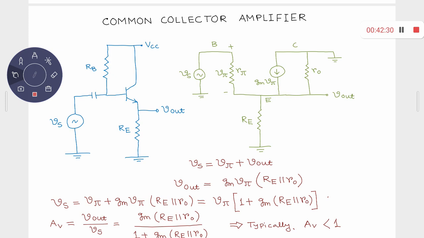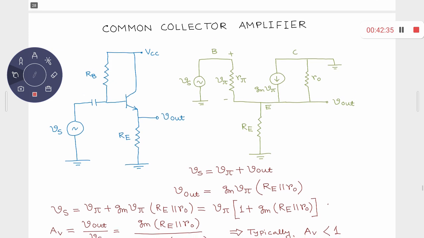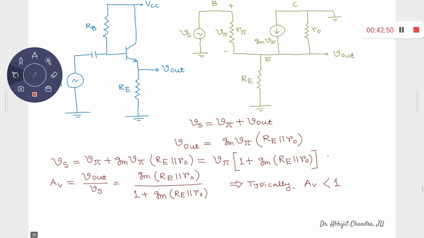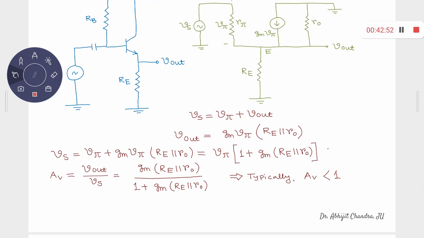So how do we calculate this output voltage V out? This current is gm V pi, and there are two resistances between the emitter and ground, RE and r naught, which are in parallel. So V out is gm V pi times RE parallel r naught. Now if you substitute, you get Av equal to gm times RE parallel r naught in the numerator, divided by 1 plus gm times RE parallel r naught. Every time you perform this analysis or deal with this kind of amplifier, the voltage gain is always less than one.